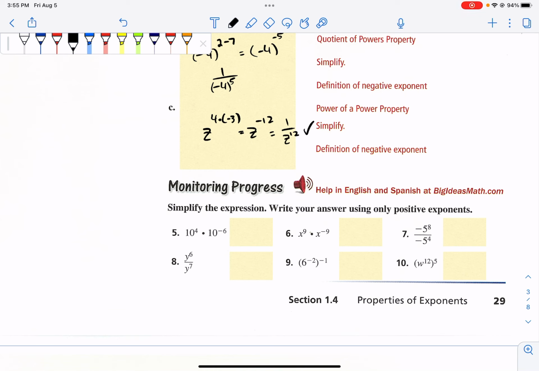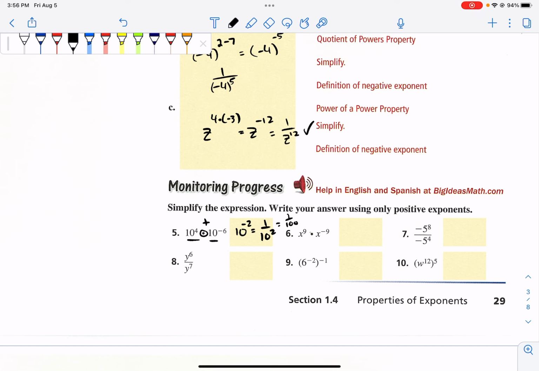Okay, number 5, 10 to the 4th times 10 to the negative 6th. My bases are the same. It's being multiplied, which means I'm going to add the 4 and the negative 6. That becomes 10 to the negative 2, which equals 1 over 10 squared, or 1 over 100.